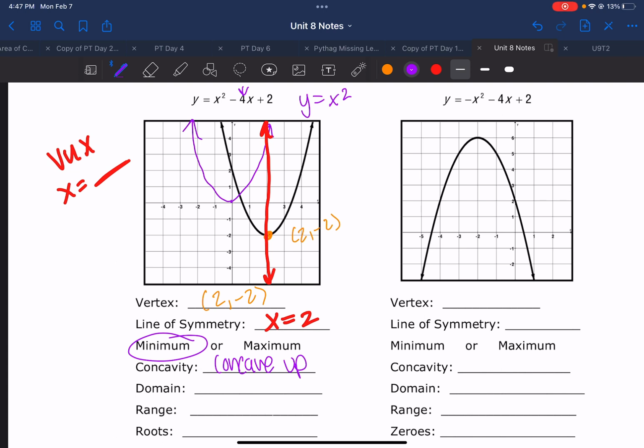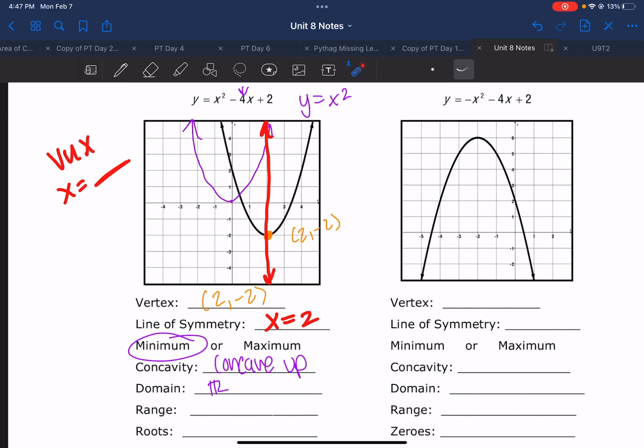Domain and range. All right, here's the easy part. Domain will always be the same, so it's always going to be all real numbers. So I'm doing this little symbol, it's like an R with an extra line, all real numbers. Because if I think about this, it's going to go forever to the left and forever to the right. You won't stop.